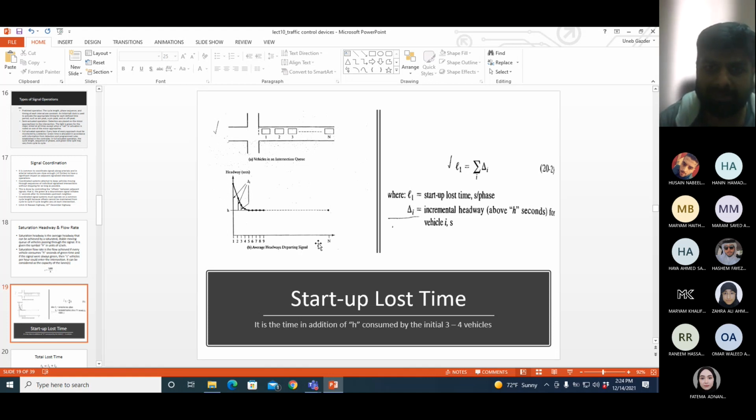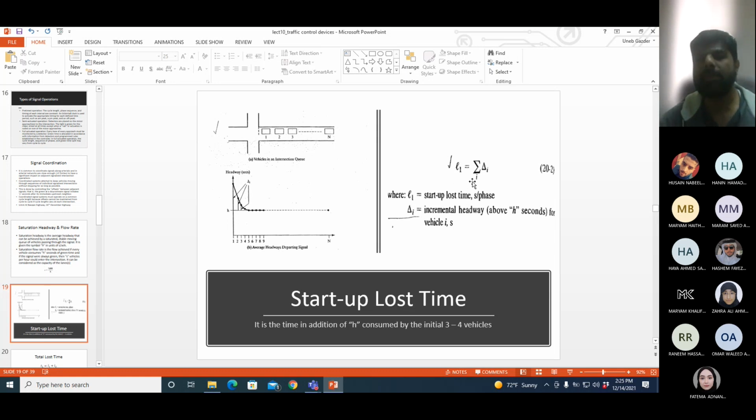On the x-axis you have the number of cars, on the y-axis you have headway. For the first car it is higher, second car lower, third car lower. It keeps getting lower until, for the third or fourth vehicle, it becomes equal to the saturation headway value. Then you can see it becomes constant. This is saturation headway. And the extra headway taken by the first 3-4 vehicles in the queue is known as startup lost time, denoted by L1.